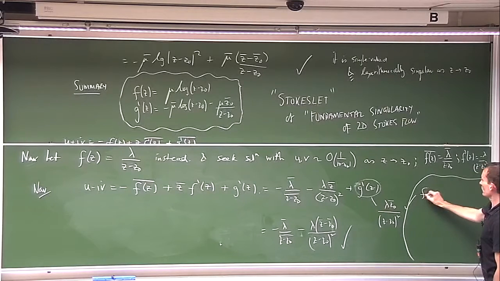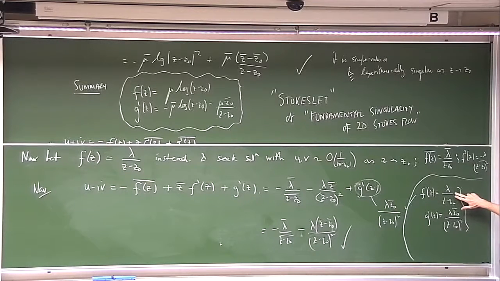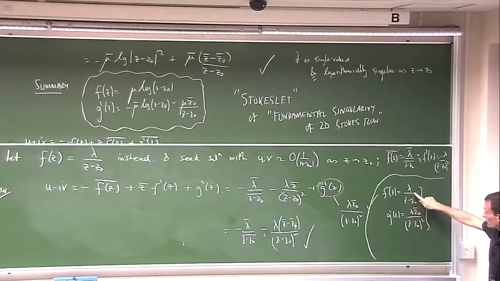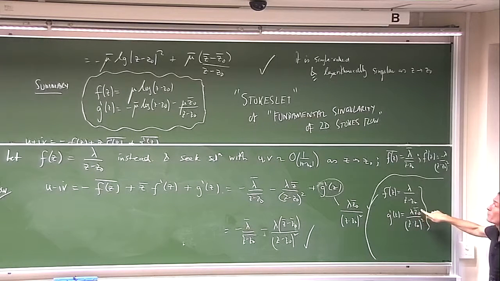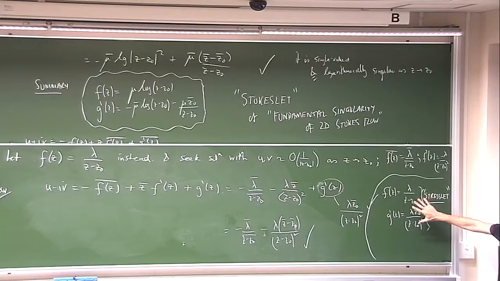Okay, so over here, let me conclude with this. If f has a simple pole, then I need g prime to have a second order pole with this strength. So if f has a simple pole of strength lambda, g prime has to have a double pole with strength lambda z naught bar. Okay. And we have a name for this one too. That was a Stokeslet. This one's what we call a stresslet. That's the name of a singularity when f and g prime have this particular combination.